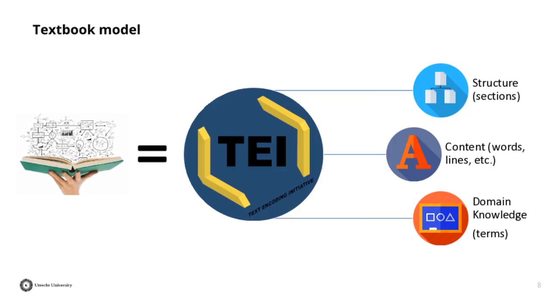At the end of the workflow we construct a textbook model using the Text Encoding Initiative, which is a standard for digital representation of texts. In the model we group the information in 3 categories: structure, content, and domain knowledge. The structure section contains the name and precise start and end page of each chapter and subchapter of the textbook. The content includes the textual information structured as words, lines, fragments, and pages for each chapter and subchapter. Finally, the domain knowledge contains all the important terms in the domain extracted from the index section.